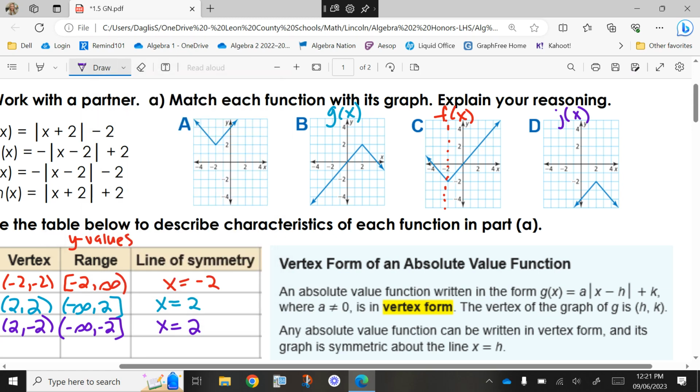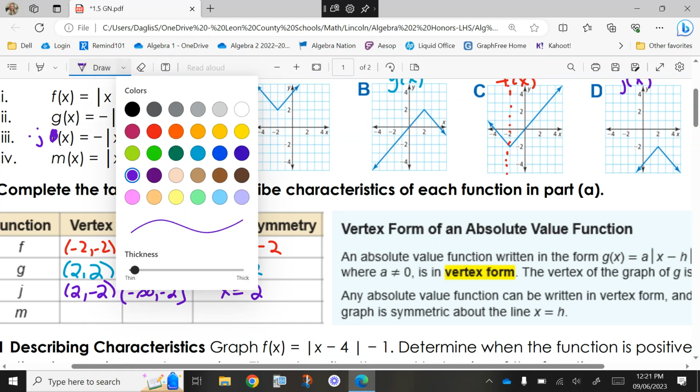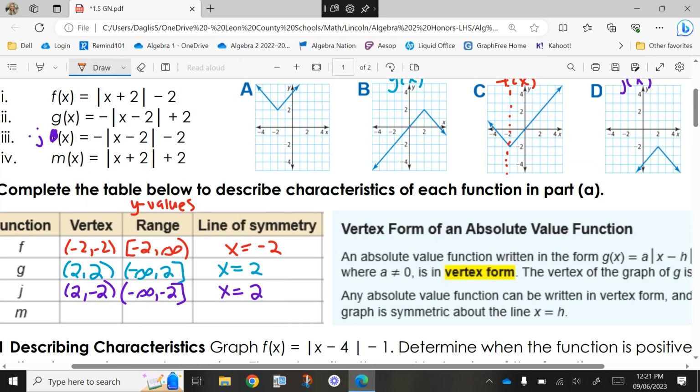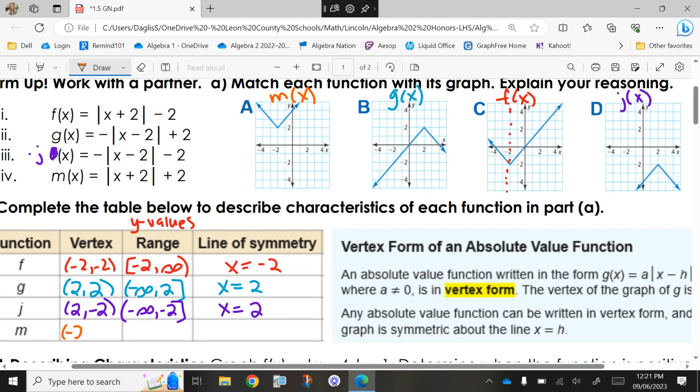Our last one. There we go. Our M, which we said was our A graph. What is our vertex here? -2, +2. My range? 2 to infinity and beyond.